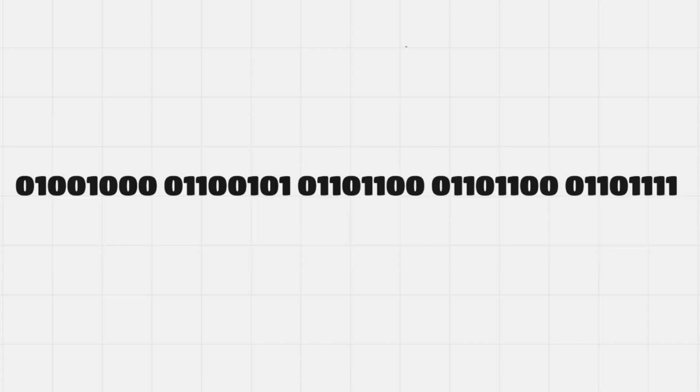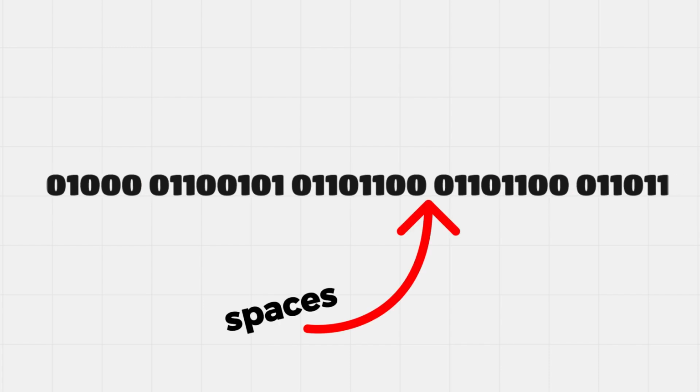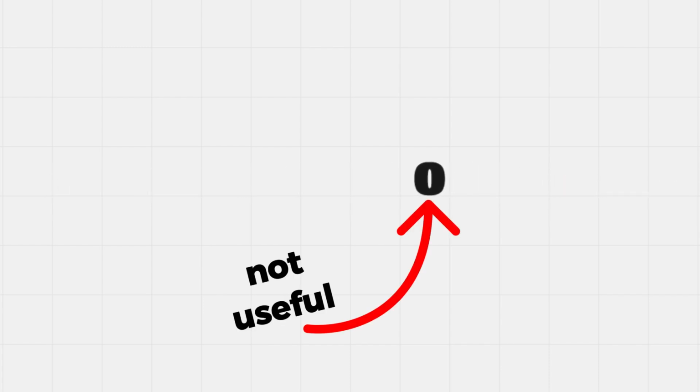Alright, let's look at an example. Here we got the word hello. Pretty much the word every quarter starts off with. And in binary, it looks like this. Now you may have noticed that they're in chunks. They're separated by spaces. A single bit by itself is not that useful.